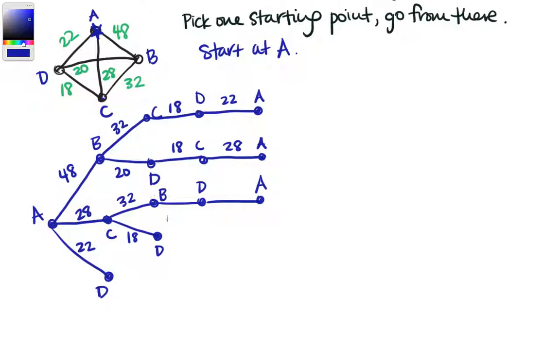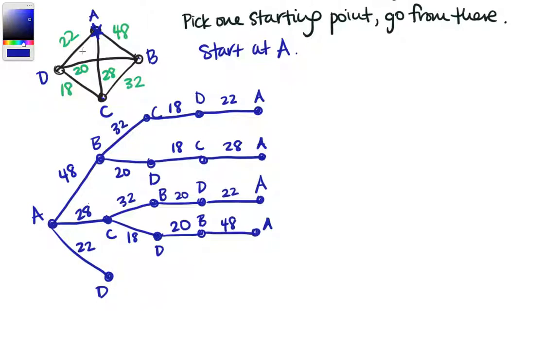B to D, that weight is 20. And D to A, that weight is 22. Now, if we go A, then C, then D, the only vertex we haven't visited is B. So we're going to go over to B. The weight of that edge is 20. And to complete the circuit, we've hit A, C, D, B, so we go back to A, and the weight of the edge from B to A is 48.